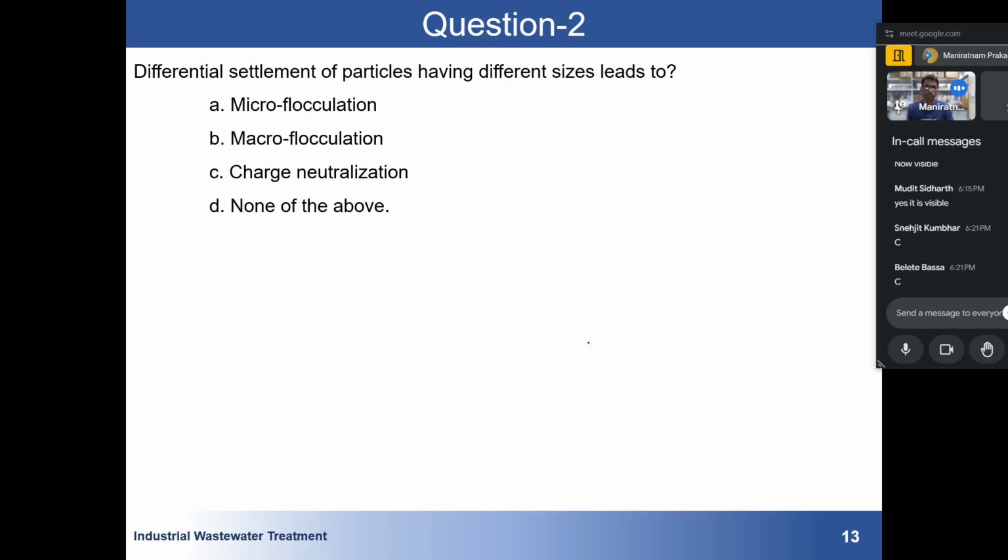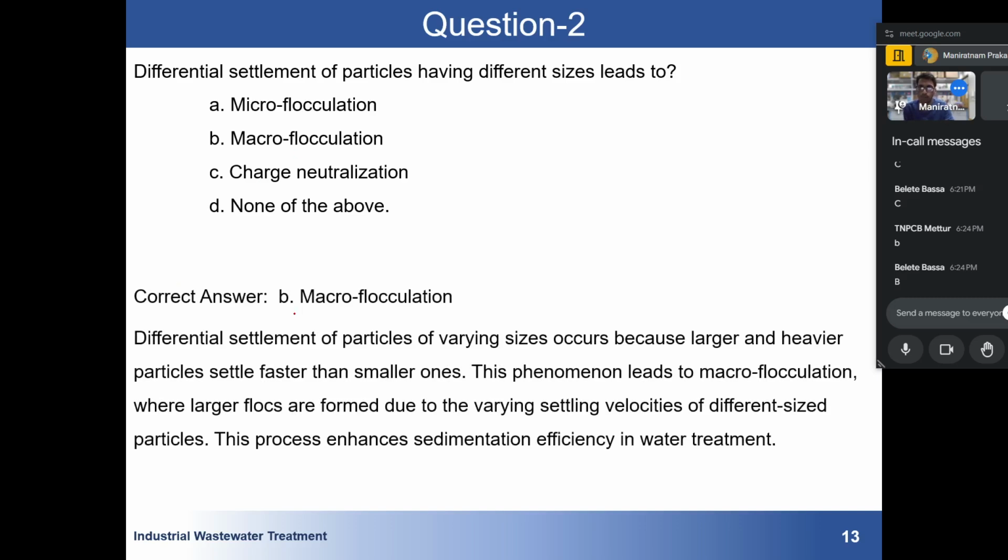Second question: differential settlement of particles having different sizes leads to... See this, B, we got macro flocculation, B. Yes. Generally, there are two things: Brownian movement, which is known as micro flocculation, and in the case of larger particles, we have macro flocculation. Okay. The correct answer is B.